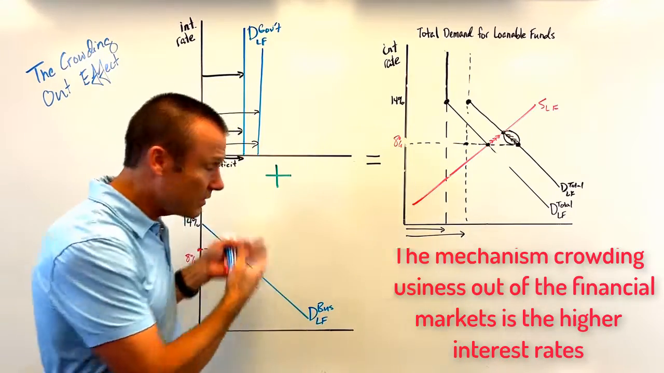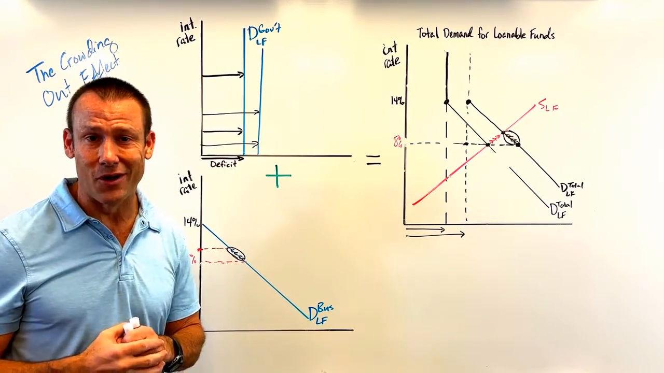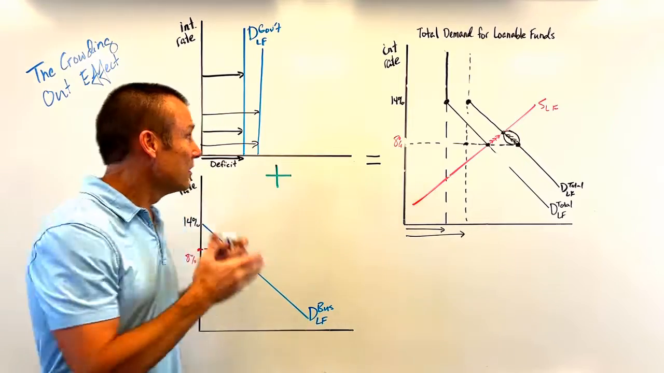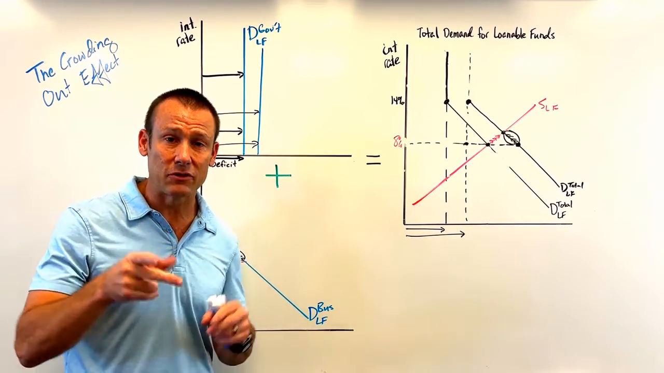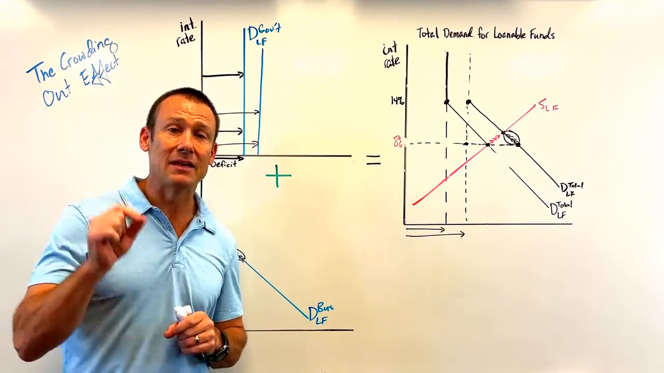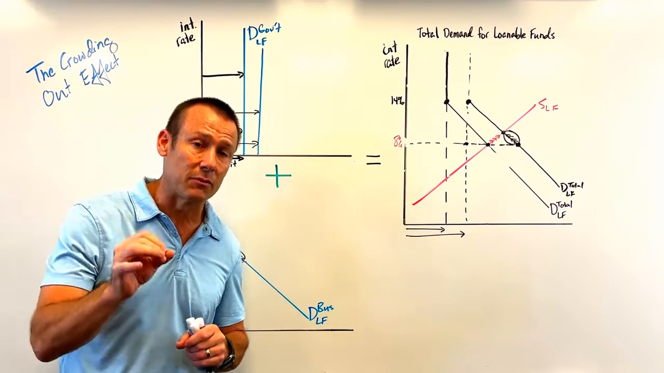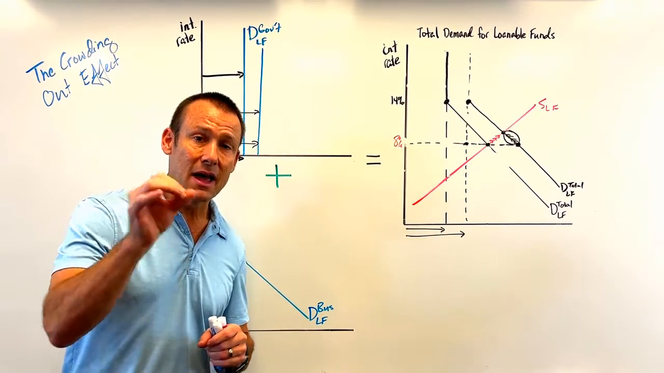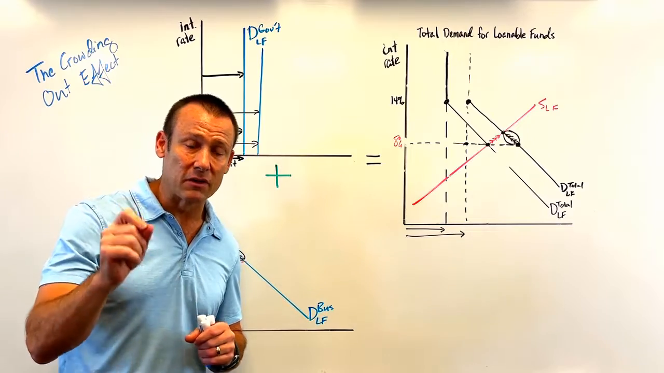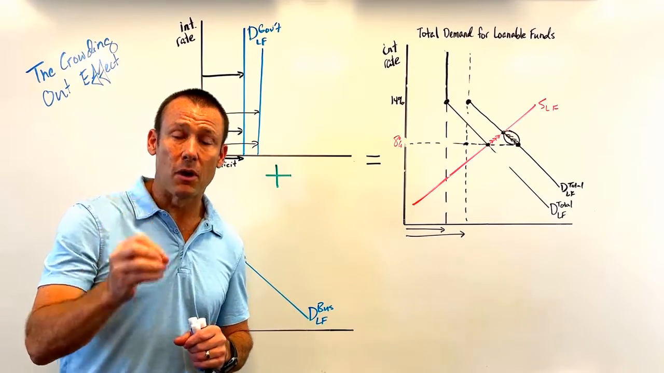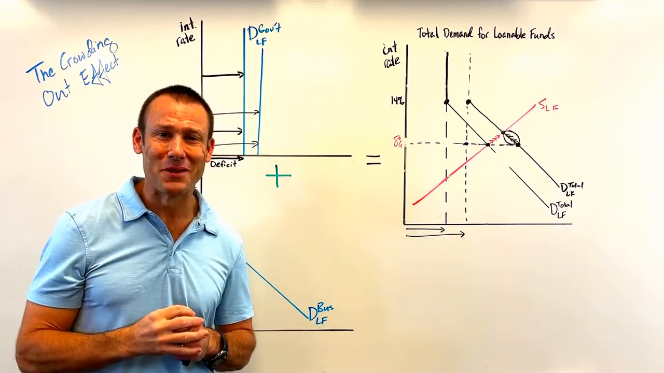I know, pretty involved. Horizontal summation and all in this video, but hopefully you followed it. I bet you if you watch it twice, you'll definitely get it, guys. That is the crowding out effect. That is governments crowding businesses out of the financial market because the government's deficits are getting bigger, their borrowing needs are getting greater. Hope that made sense to you.